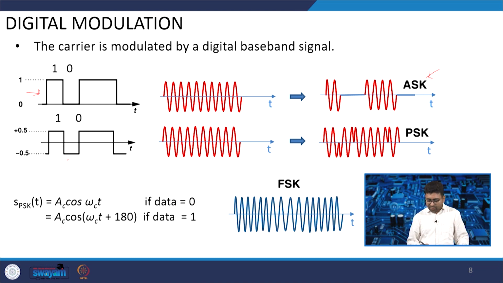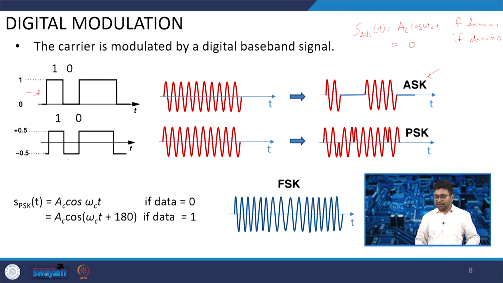Similarly, you can also write for ASK: ASK(t) equal to A_C cos omega_c t if data is equal to 1. So, when 1 there is a signal, otherwise it is a 0 if data is equal to 0. So, this is how the ASK will be.